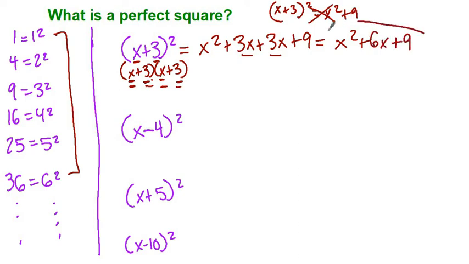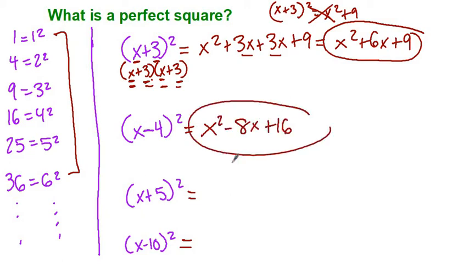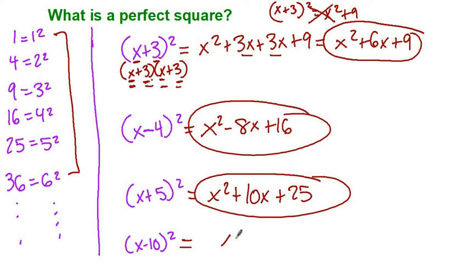For right now, all I want you to do is pause this video and see if you can FOIL out these bottom three as well. And then when you're ready, press play again and I'll show you something important about the pattern here. Okay, so hopefully you had a chance to FOIL these out. This one turns out to be x squared minus 8x plus 16. This one turns out to be x squared plus 10x plus 25. And this last one turns out to be x squared minus 20x plus 100.